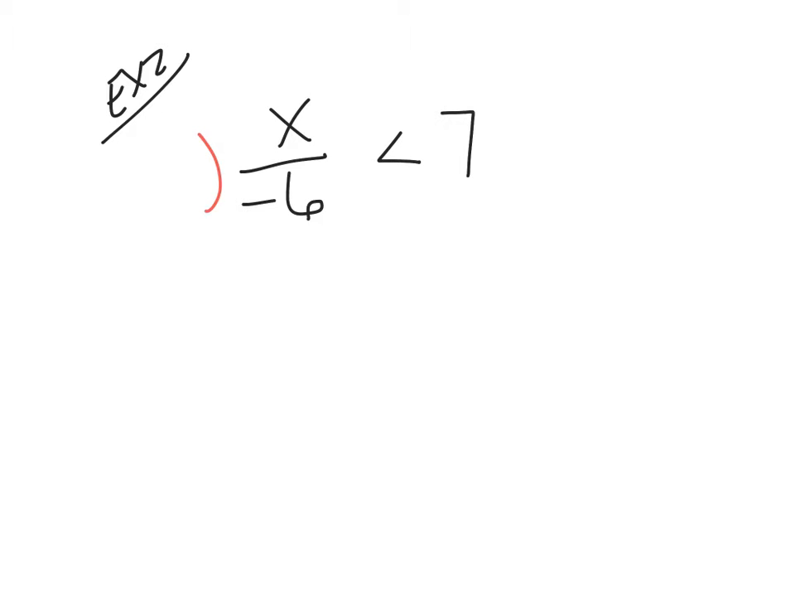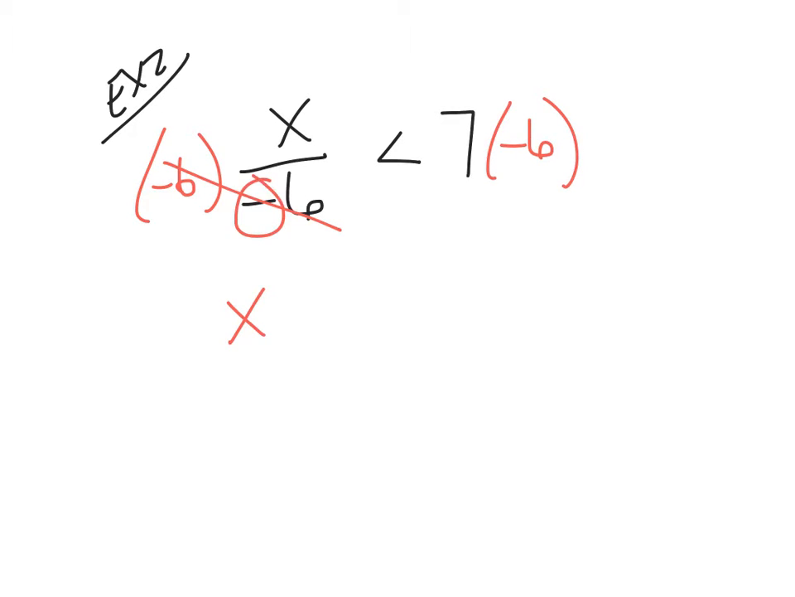All right, so let's look at example 2. This is going to show you how this is going to work. So we have x over negative 6 less than 7. So we're moving the negative 6 this time. Again, we're multiplying because this is division, so negative 6, and then this side times negative 6. These cancel, I'm left with x.